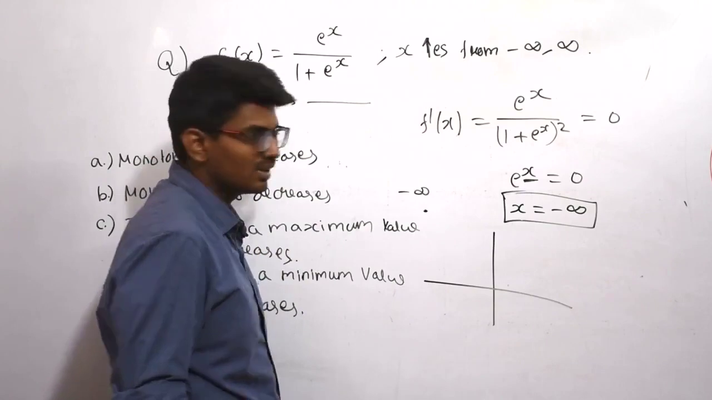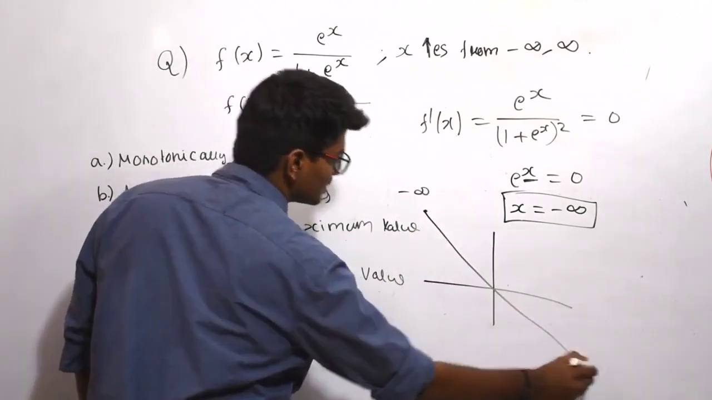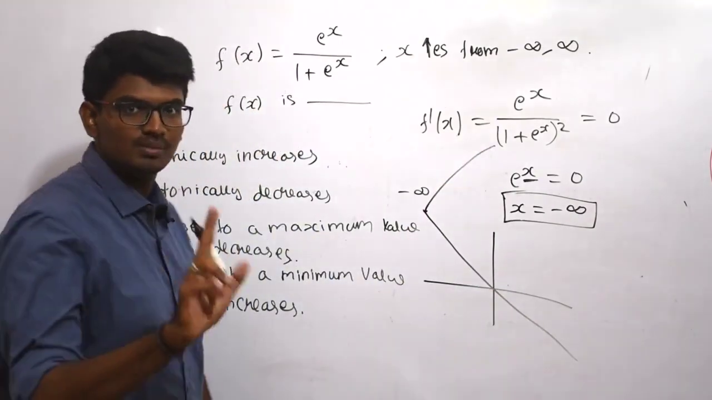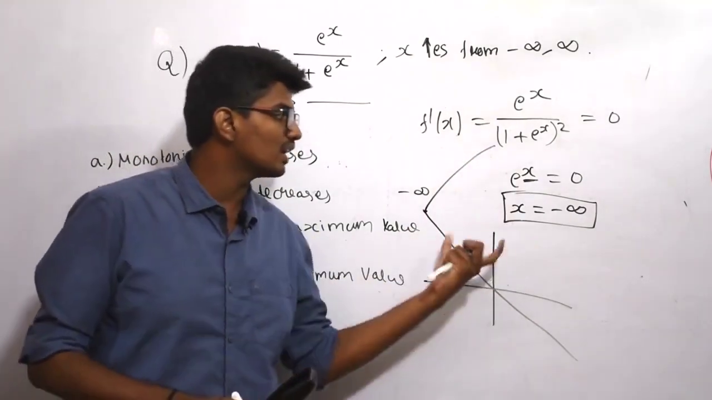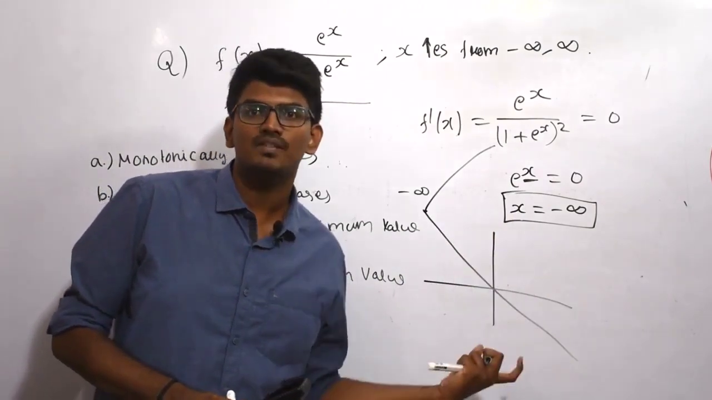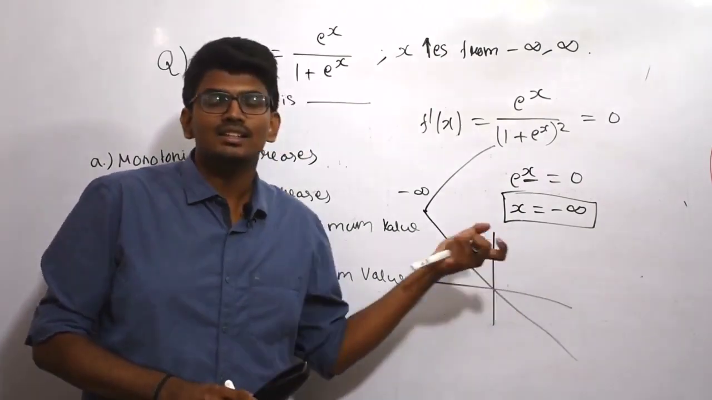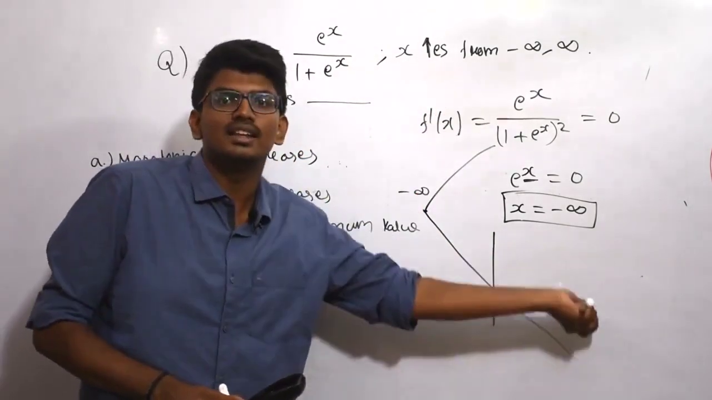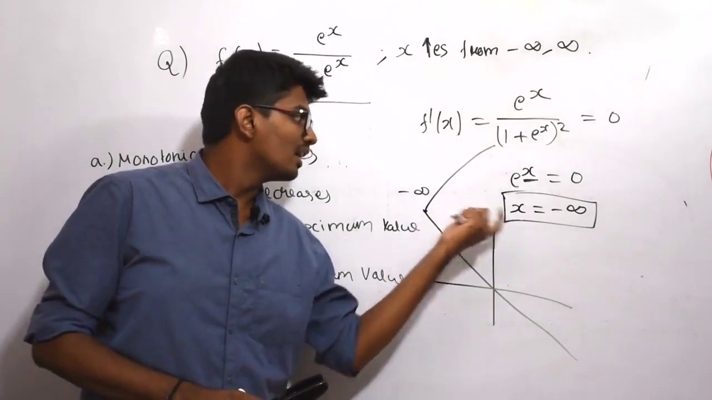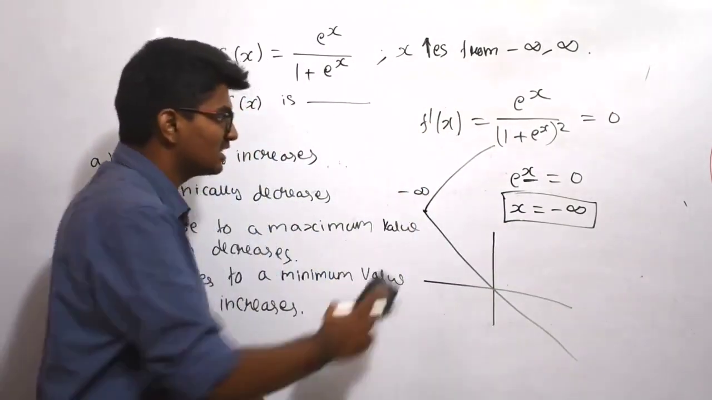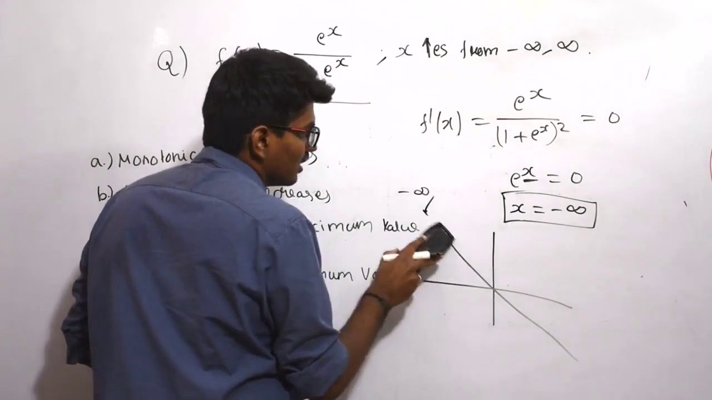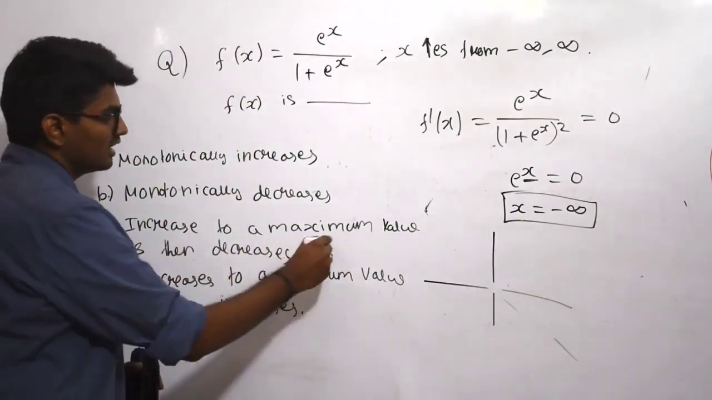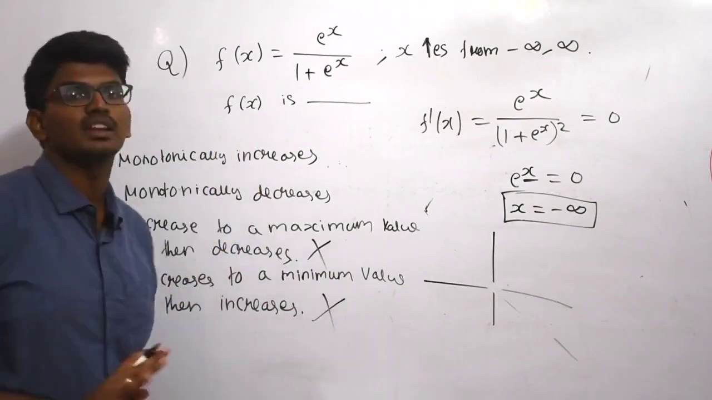So there is only one possibility: either it should decrease or it should increase continuously. That is the only possibility, because there is no other critical point in between. If there were another critical point in between, then there would be a possibility of decreasing until that point and then increasing, or increasing and then decreasing. But there is no critical point except x equal to minus infinity. So it is very clear that it should either increase monotonically or decrease monotonically. These two options are not going to be right.